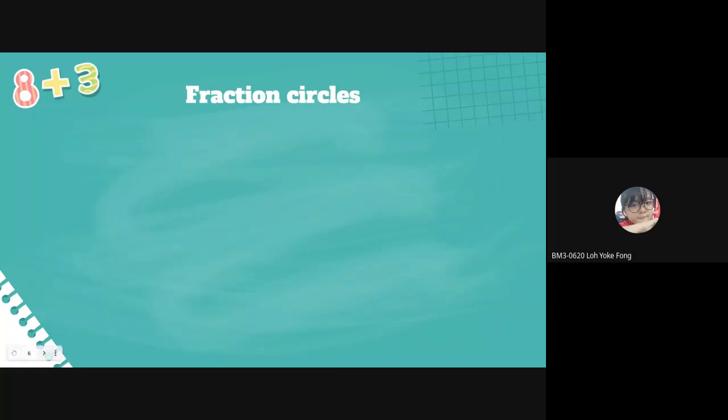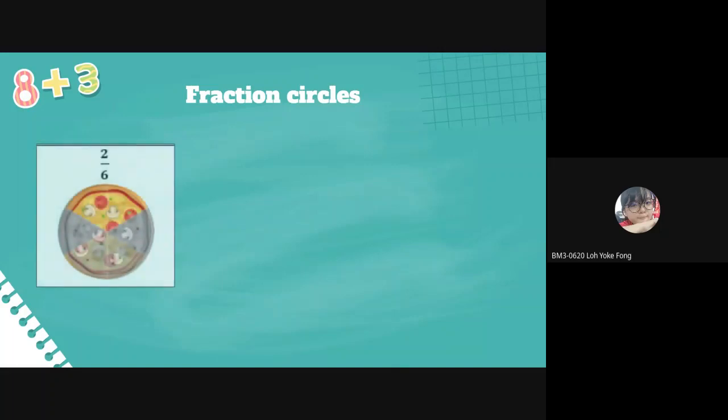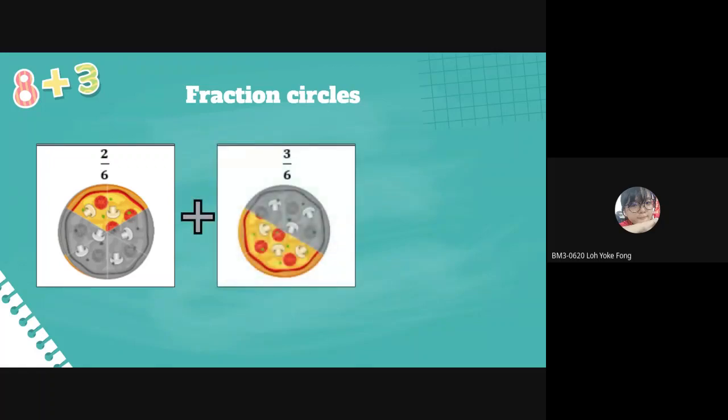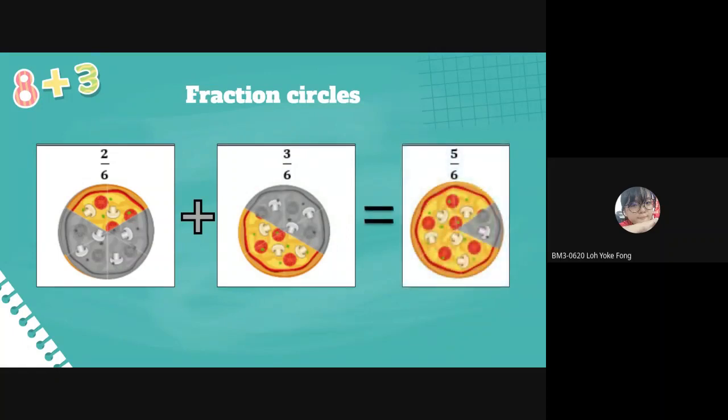Okay, next will be fraction circles. A circle is divided into 6 parts. For 2/6, 2 parts of the circle are shaded, plus 3/6, which means 3 parts out of 6 are shaded. Now add them together, combine them, and it becomes 5/6.